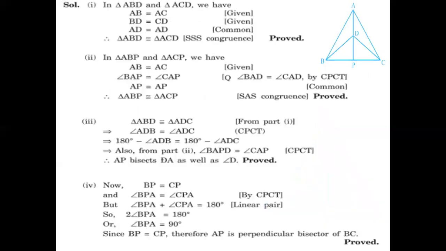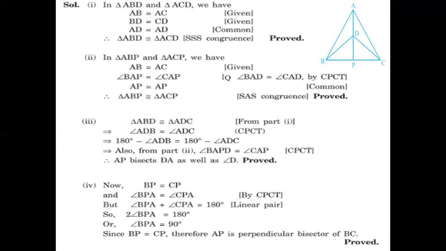Dear students, as you can see in the figure and what we have been asked to prove, let's first consider triangle ABD and triangle ACD. When you consider these triangles, you will find a few given facts. One is that AB is equal to AC. They are isosceles triangles, so AB is equal to AC is the given fact. Similarly, BD is equal to CD because triangle BDC is also an isosceles triangle. So that is also a given fact.